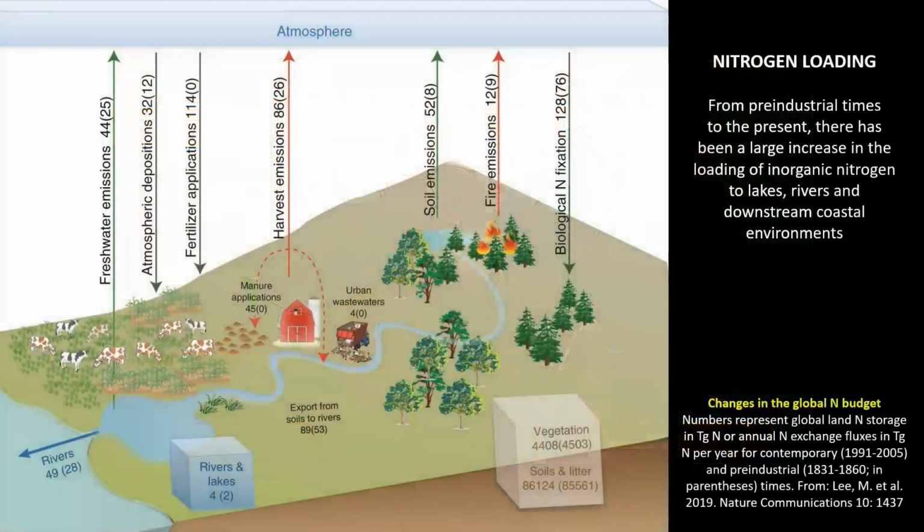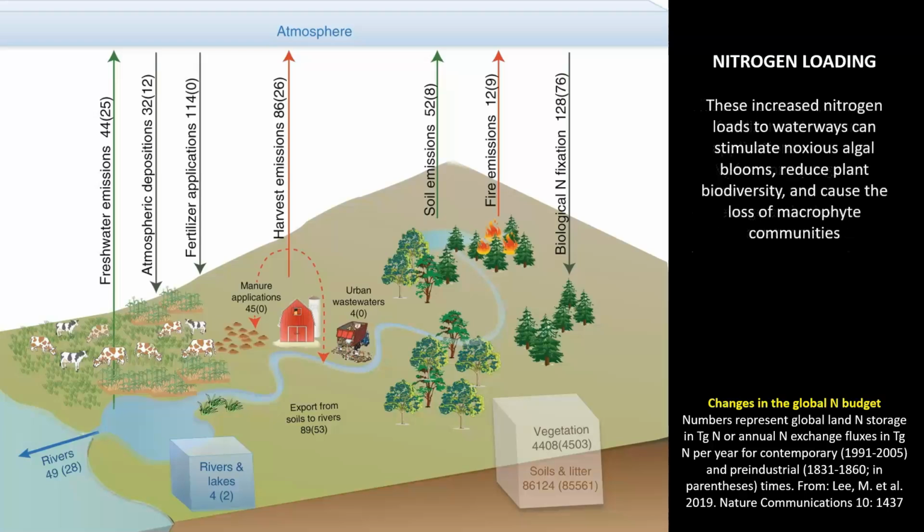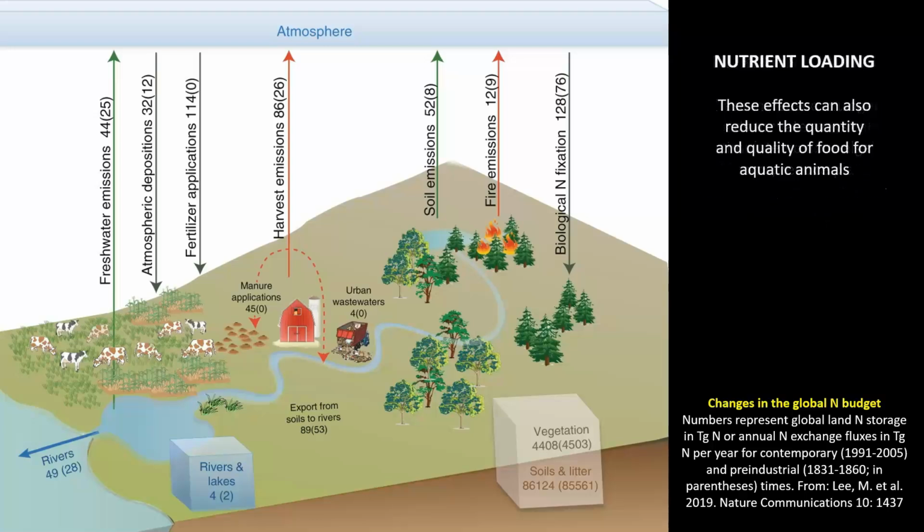From pre-industrial times to the present, there has been a large increase in the loading of inorganic nitrogen to lakes, rivers, and downstream coastal environments. This has resulted from fertilizer and manure applications, nitrogen fixation by legume crops, sewage and other wastewater discharges, and industrial emissions to the atmosphere. These increased nitrogen loads to waterways can stimulate noxious algal blooms, reduce diversity, and cause the loss of macrophyte communities. These effects can also reduce the quantity and quality of food for aquatic animals.